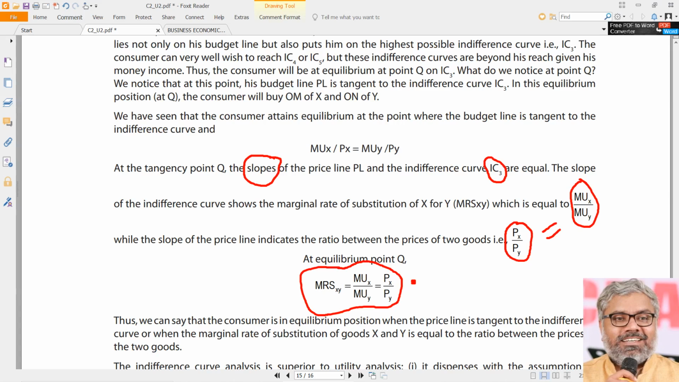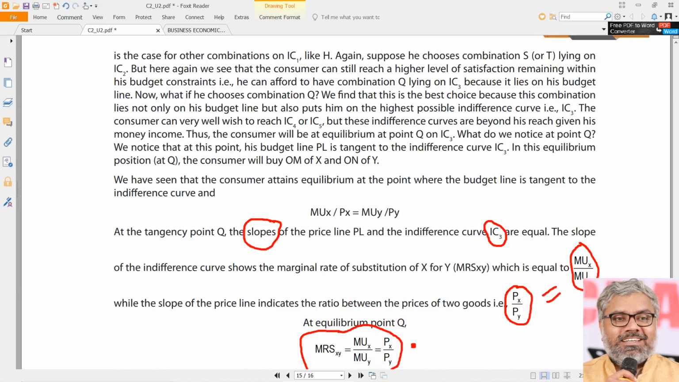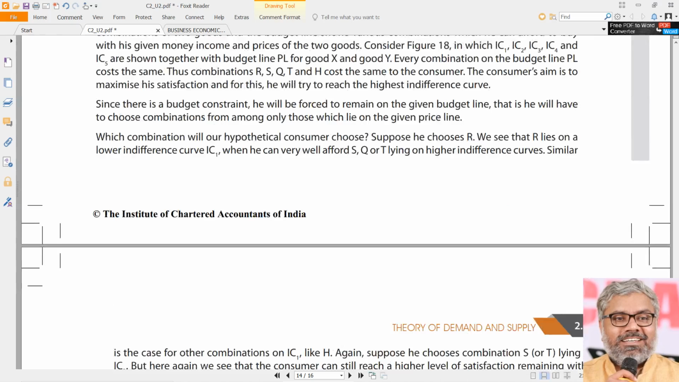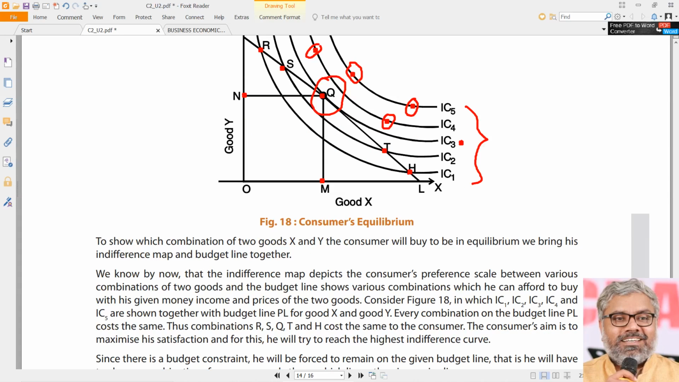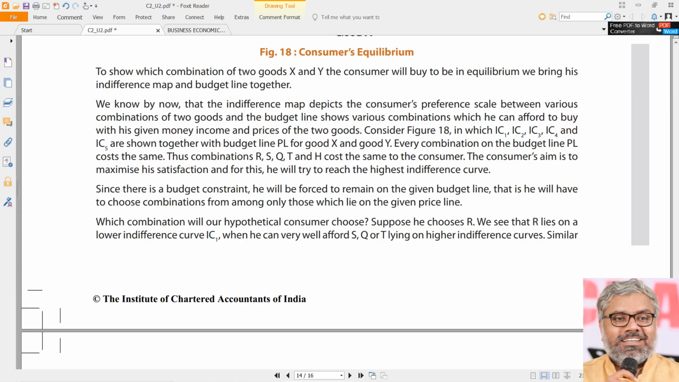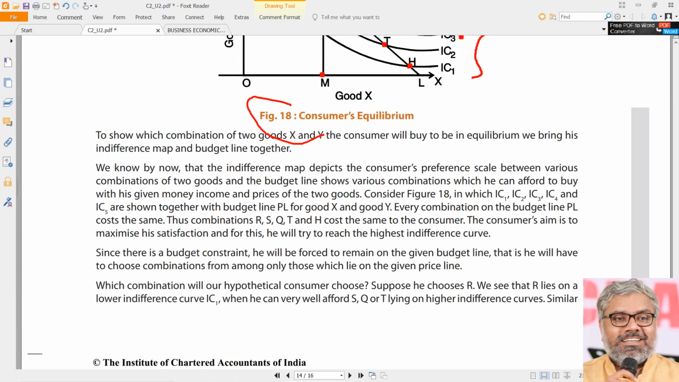That means the slope of the price line and the slope of the indifference curve are equal. The slope of which indifference curve is matching with the slope of the price line, that is the point of equilibrium. Here the slope of indifference curve 1 is different, 2 is different, 4 is different, 5 is different, but they are all not matching with the slope of the price line. The slope of the price line is matching with the slope of IC3. So point Q became the consumer's equilibrium point.